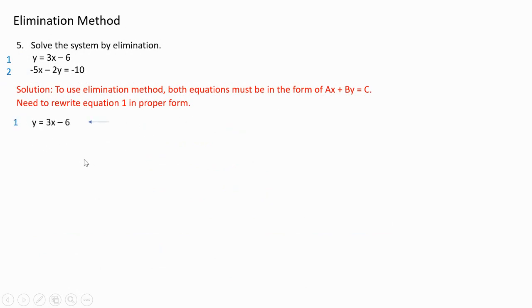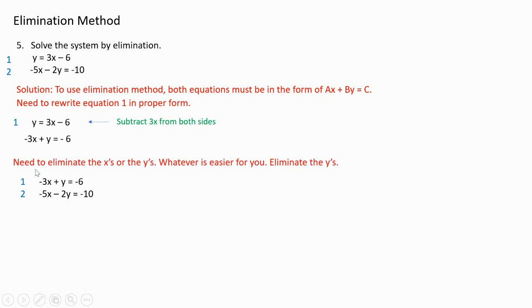So here we're going to subtract 3x from both sides. So it gives us negative 3x plus y equals negative 6. So now it's already in proper form. You see, this is equation 1, which we just put in proper form, and this is equation 2. So here, guys, how you do it by the elimination method, you want to cancel the x's or the y's, whatever is easier for you. In my opinion, I'm going to eliminate the y's.